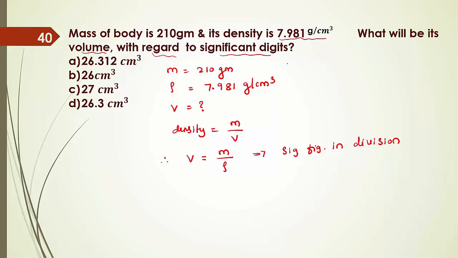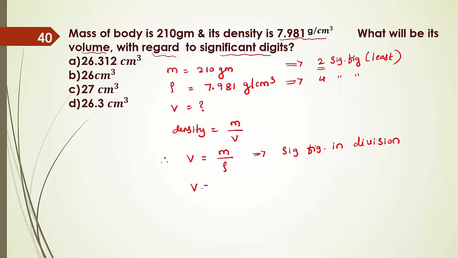Mass and density are given. How many significant figures are there? You can observe, 210 has only 2 significant figures because the 0 is not considered. This is not a decimal number, so zeros are not considered. In the next number, density 7.981, how many significant figures are there? 4. So the final result should contain only 2 significant figures because this has the least value.